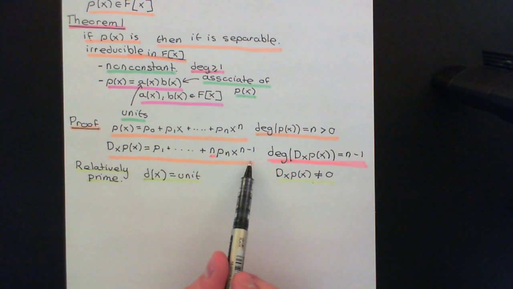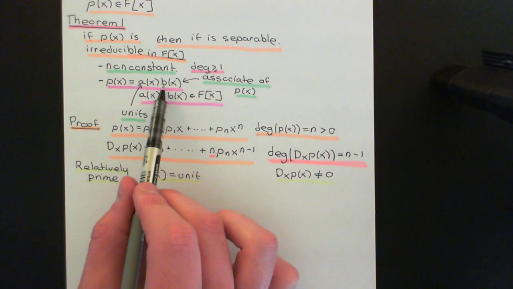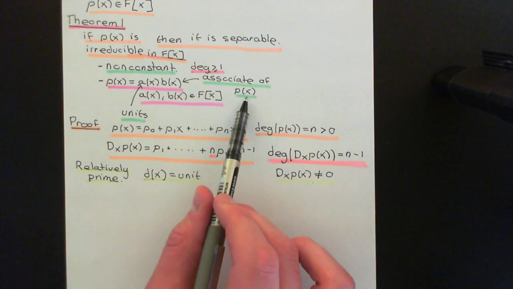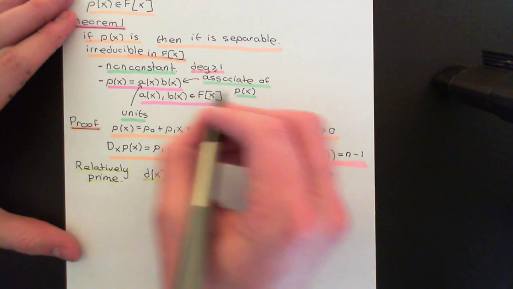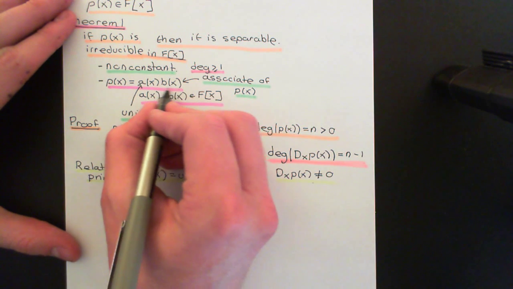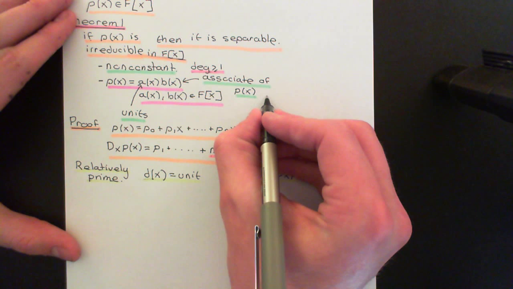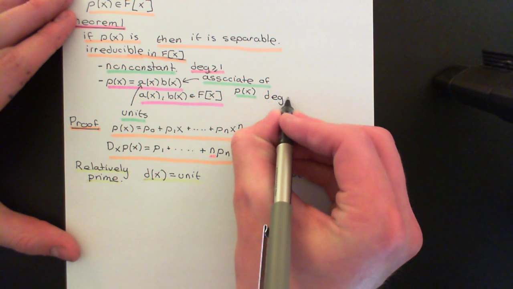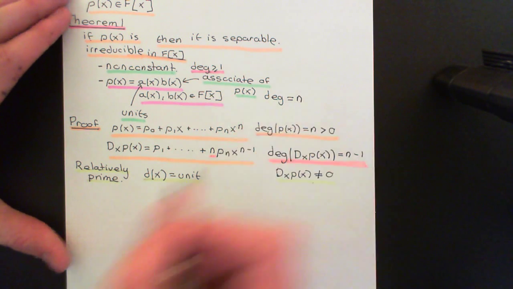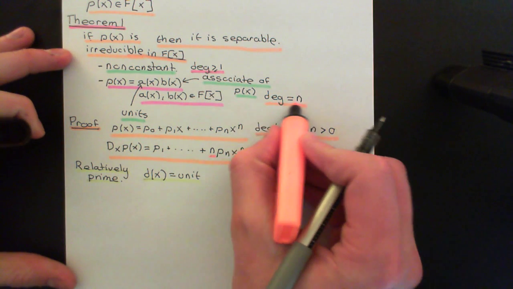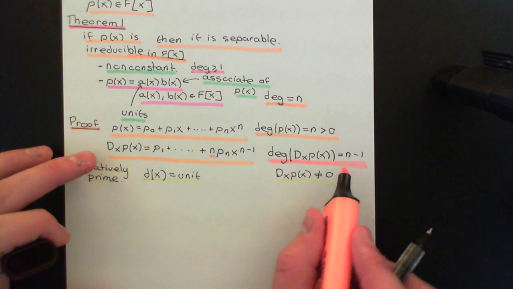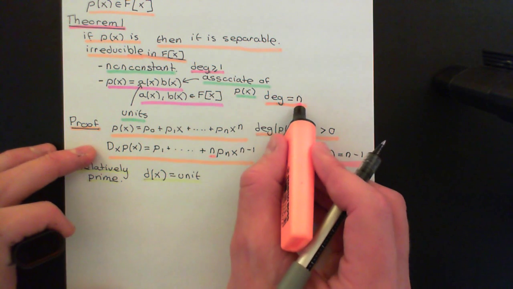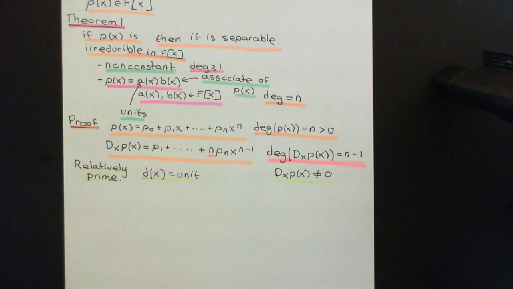Now we turn to the derivative of p of x and we ask, is there any chance at all that an associate of p of x is going to be a divisor of the derivative of p of x? And of course the answer is no. The reason is that an associate of p of x is just a unit times p of x, i.e. a non-zero constant polynomial times p of x, so the degree of an associate of p of x will be the same as the degree of p of x itself. It will have degree equal to n. Is the derivative of this polynomial, which has degree n minus 1, possibly going to be a multiple of a polynomial of degree n? Well, the answer is no.